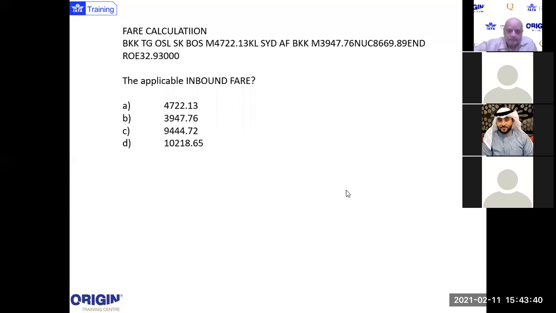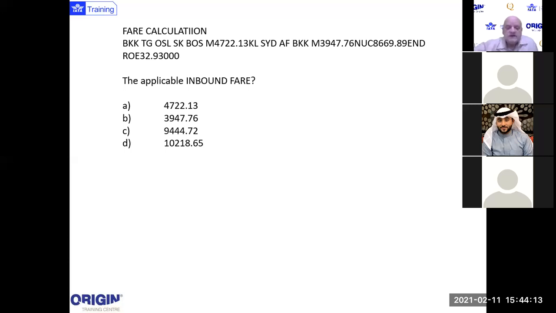Now, here's a fare calculation. The applicable inbound fare. Tell me, if I have an inbound fare, could it be a one-way? No. One-way fares only have outs. Return journeys, they have out and in.